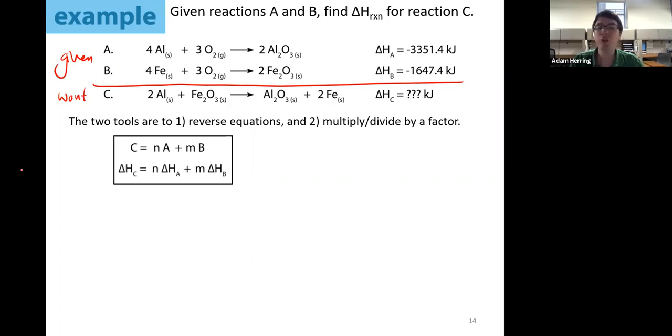And again, there are two tools to use. We can reverse the equations, and that will reverse their sign, or we can multiply or divide by a specific factor, and that will multiply the energy by that same factor. So what we want to do is obtain this given chemical reaction.